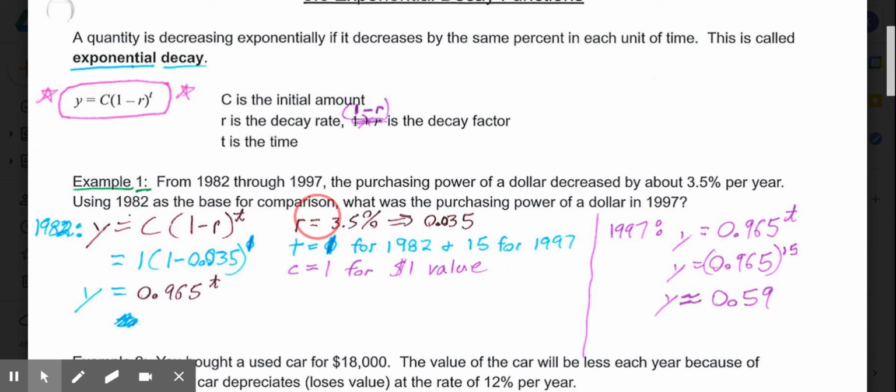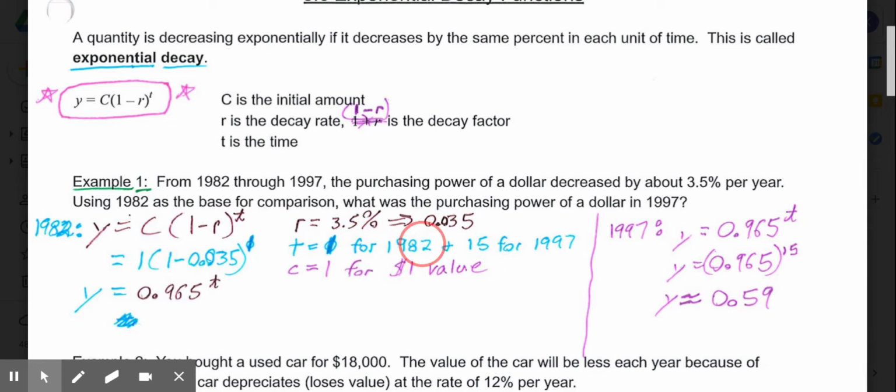Then we have r, our decay rate. If it's decreasing at 3.5% per year, we need to take that percentage and, just like with growth models, convert it to a decimal. So we'll divide it by 100, and that gives us 0.035 for our decay rate. And then in our base model, the year 1982, we're just going to think about that right now as being, well, really, no time is passing. We're just coming up with a model.